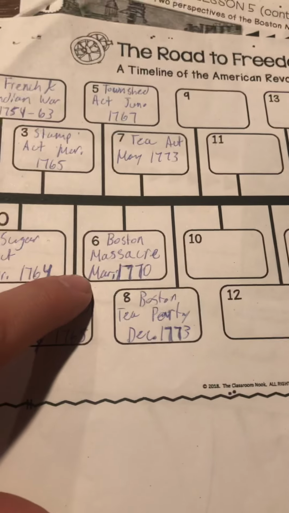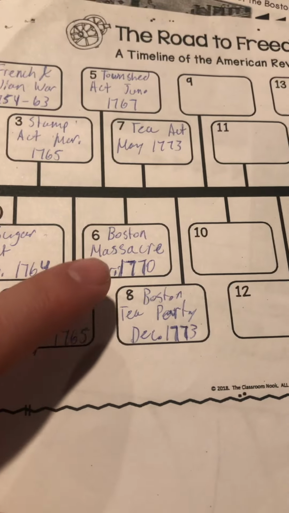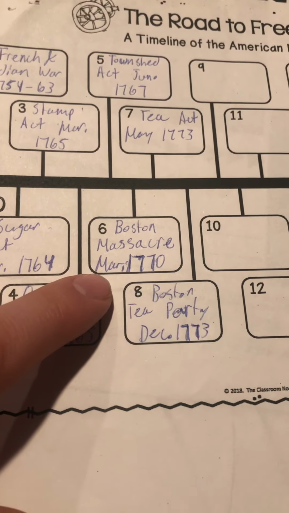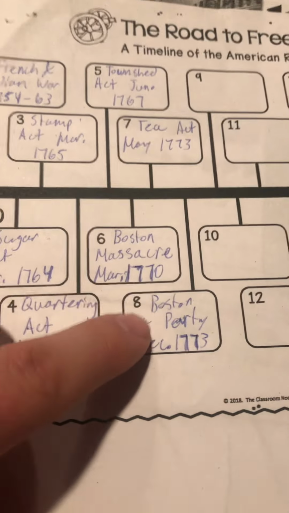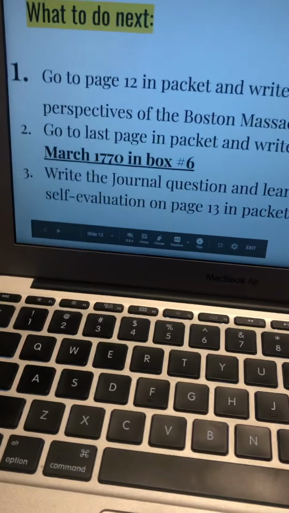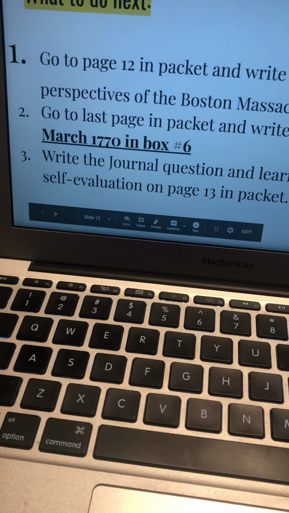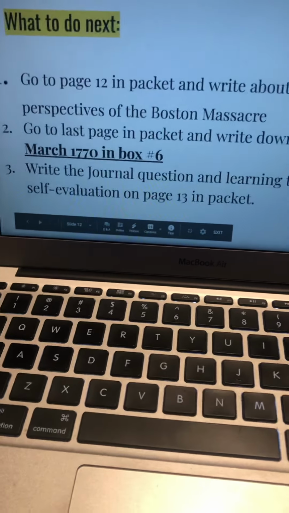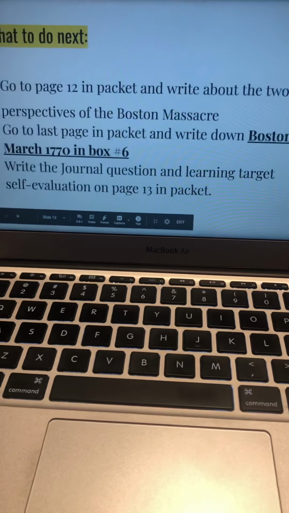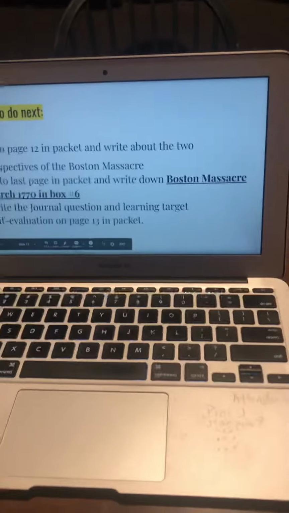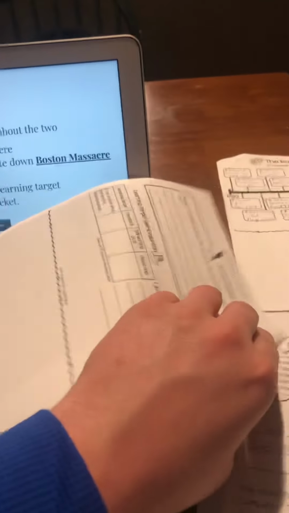Here's box number 6, Boston Massacre, March 1770. You can abbreviate like I did, MAR dot 1770. Or it's okay to write down March, the whole MARCH 1770. That's okay too, okay? Once you've done that, go to the next page, which is page 13 in your packet. And you can fill this out, okay?